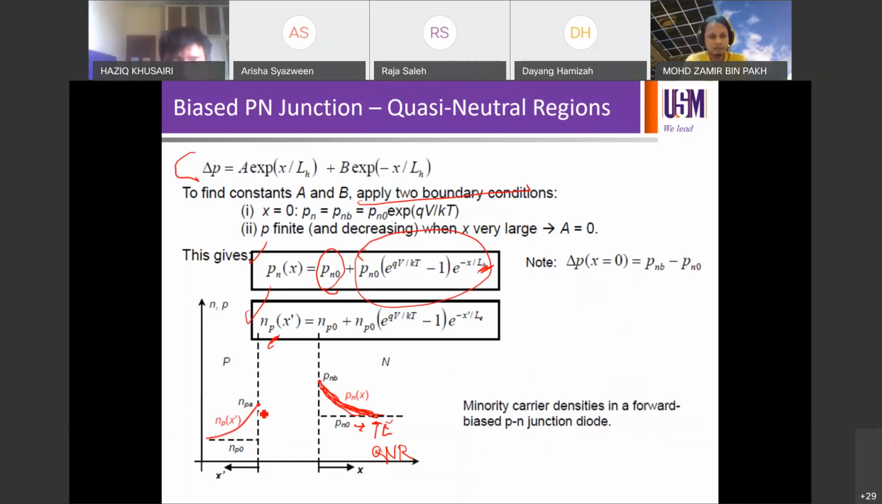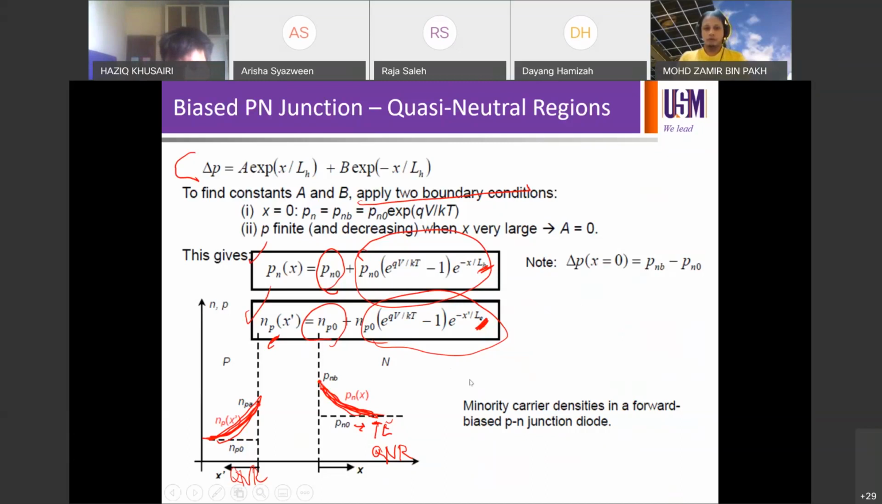And the same is also true for minority carrier electrons in p-type, which is given by n_p(x). Okay, this function on the left. So that is given by n_p0, the same thing: the minority electron concentration in the p-type QNR at thermal equilibrium, plus the bias component factored in with the diffusion length component, right? The exponential of qV over kT minus 1, times the exponential of the depth into the QNR over the diffusion length of the electrons. Okay? So p_n(x) and p_n0.